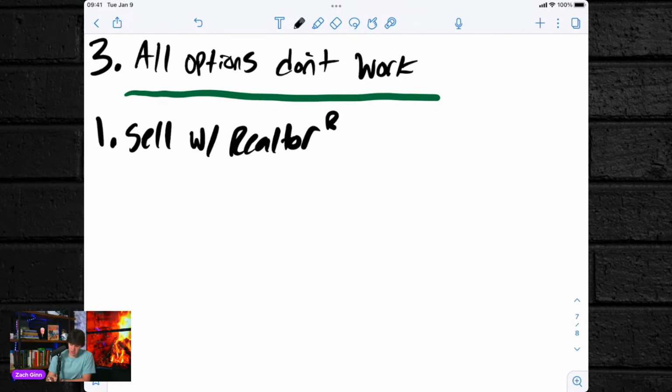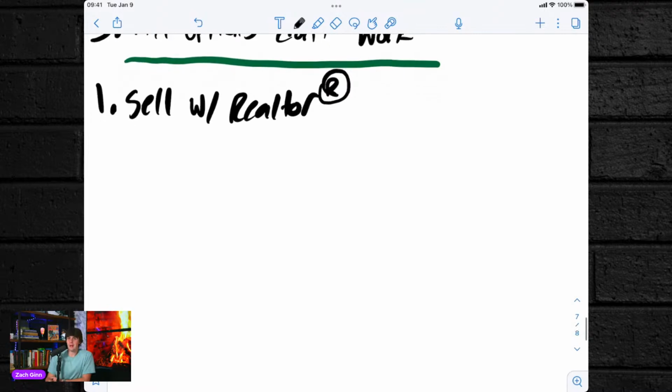Now I'll put the restricted trademark for my realtors out there so they feel good about themselves. Sell with a realtor. They're like, no, Zach, that doesn't work. I have to pay all these commissions and I'm going to owe money. I can't do that. Right.